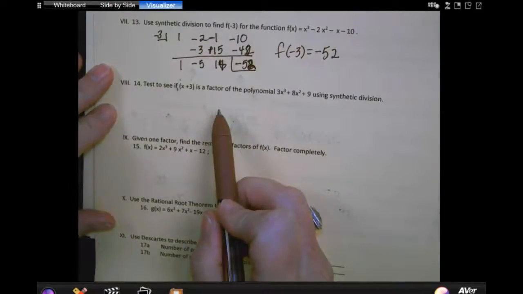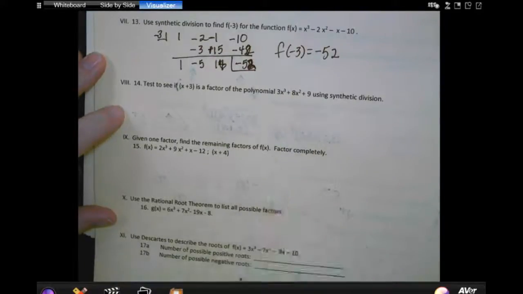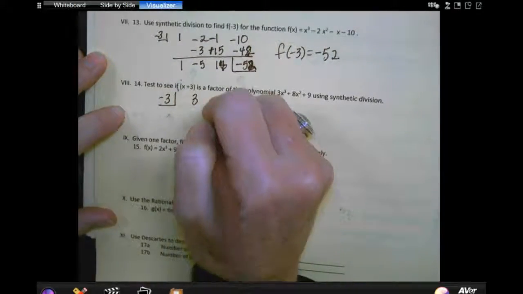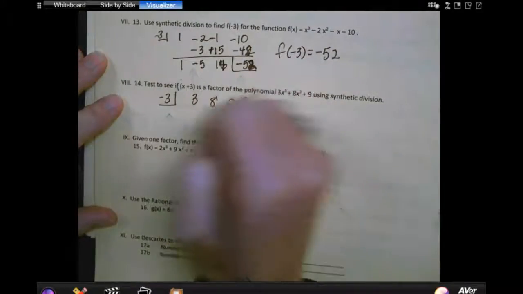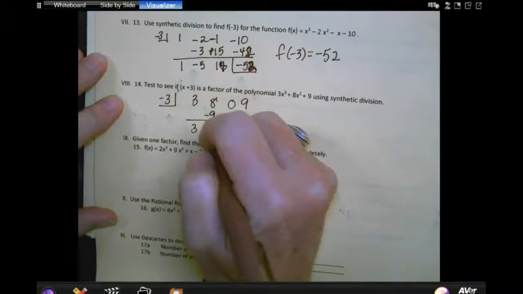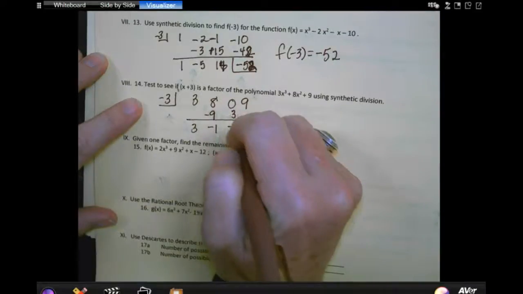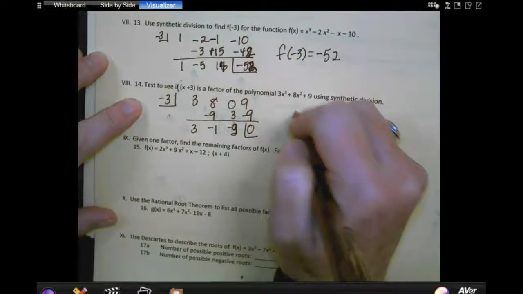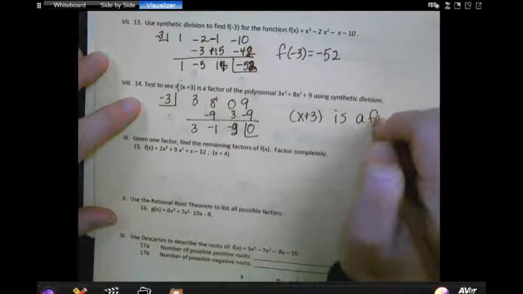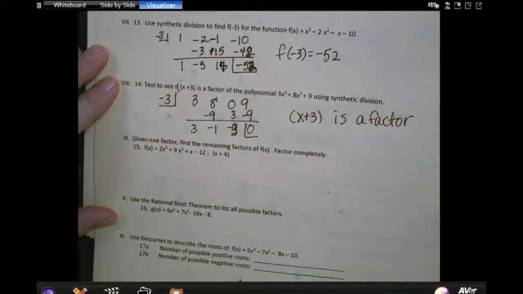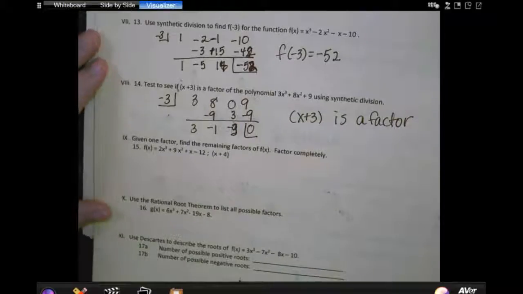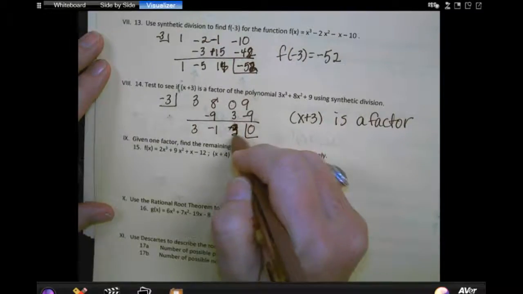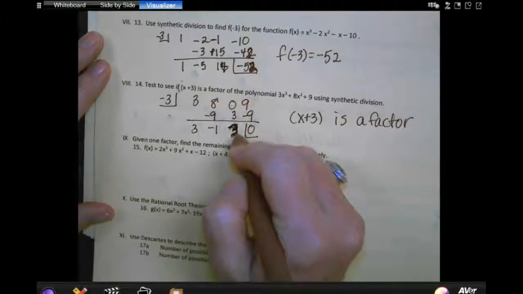When it's asking if it's a factor or not, what do I want the remainder to be? 0. So if I test negative 3, I get 3, 8, and what comes next? 0 and 9. Are you sure? So x plus 3 is a factor. Well, what would that be, Cassie? 0 plus 3 would be 3. Oh, yeah. Because I wrote negative to start, and I wrote over the top of it.